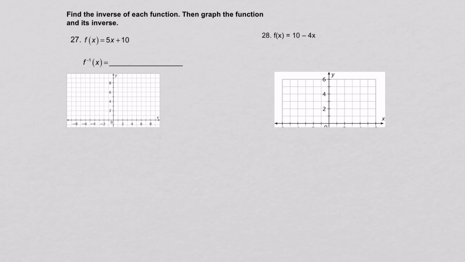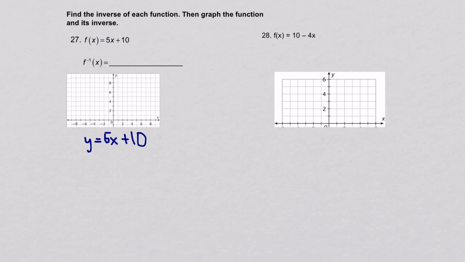All right, number 27 and 28 are the same type of question. It says find the inverse of each function, then graph the function and its inverse. I'm going to do 27, and I'm going to leave 28 to you to do on your own. Just watch as I do 27, and then you will be able to handle 28 on your own. So here we go. F of x is equal to 5x plus 10, and I'm looking for the inverse. Step 1, change f of x to y. Makes it easy to work with.